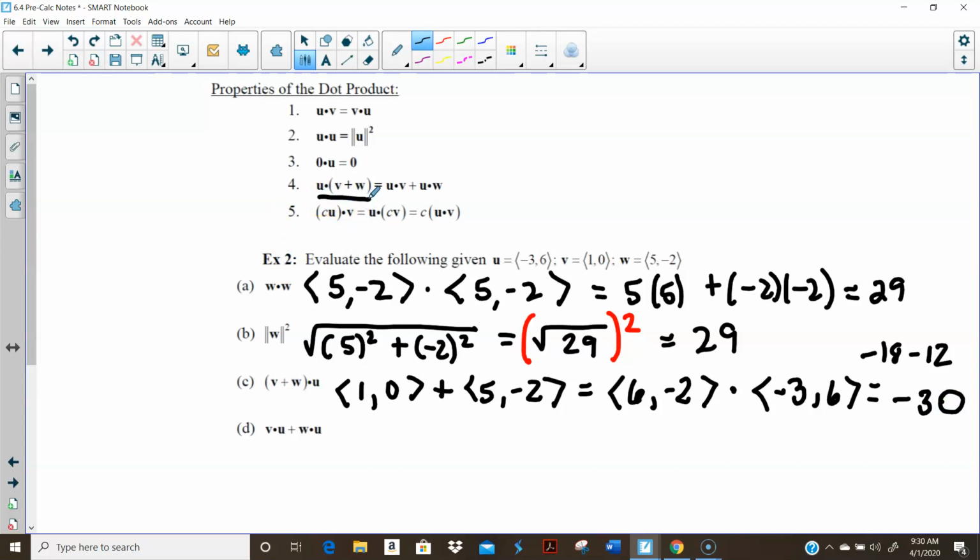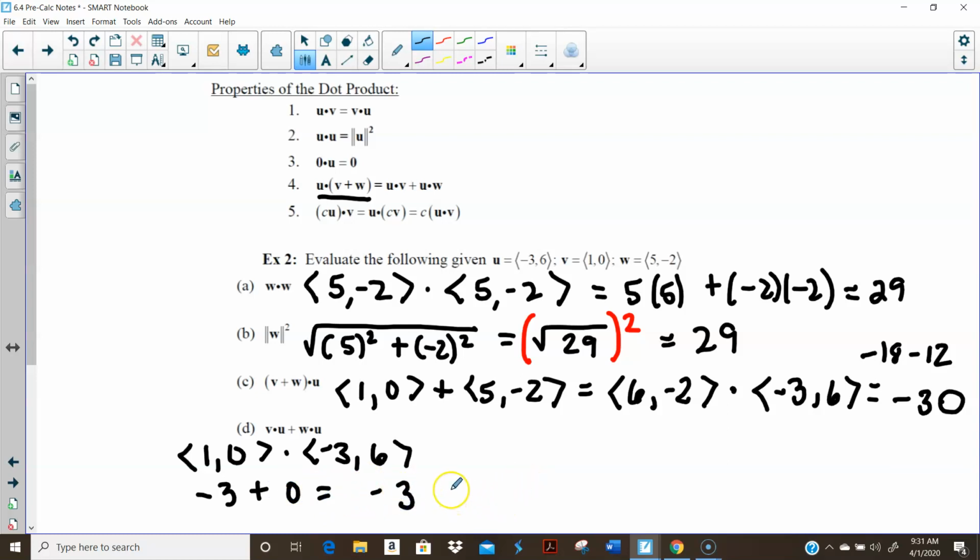Now we're going to prove that it's equivalent to u dot v plus u dot w. So looking at our problem, it would be v dot u plus w dot u. So looking at that, let's take v dot u first. So v dot u is, vector v is 1, 0, dot, and vector u is negative 3, 6. So when I take the dot product of that, I'm going to get 1 times negative 3, which is negative 3, and 0 times 6, which is 0, and that's going to give me negative 3.